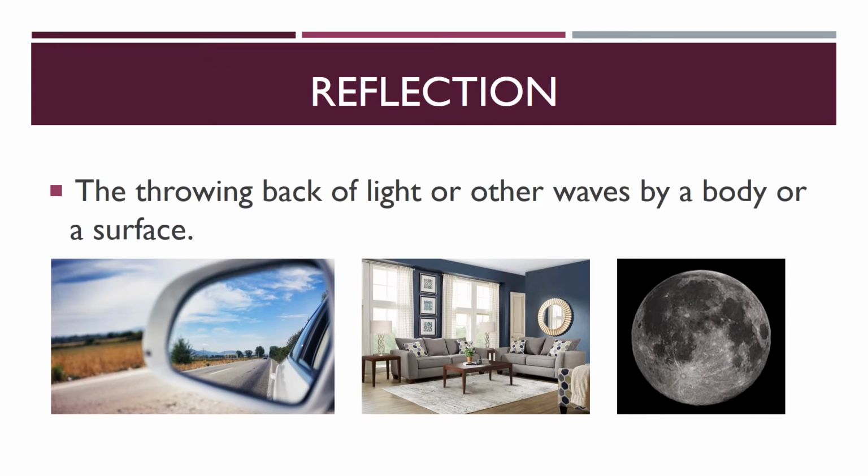Reflection is a throwing back of light or other waves by a body or a surface. Reflection is a very important phenomenon in physics. Because of reflection, we can see ourselves in the mirror. We can also see everyday objects because of reflection. And at night, the moon reflects the light coming from the sun. So even without the sun, even at night, we also have light coming from the moon, and that is because of the process of reflection.